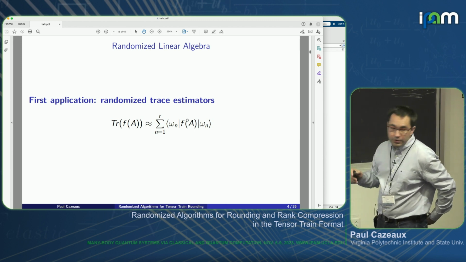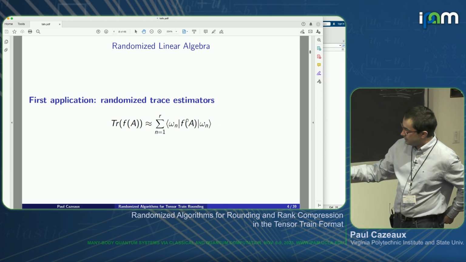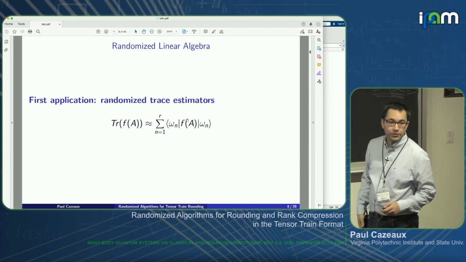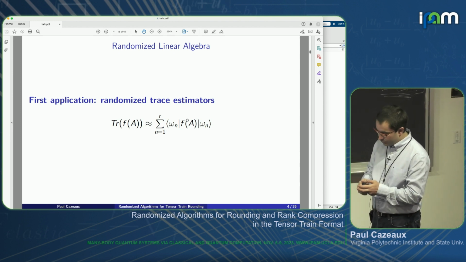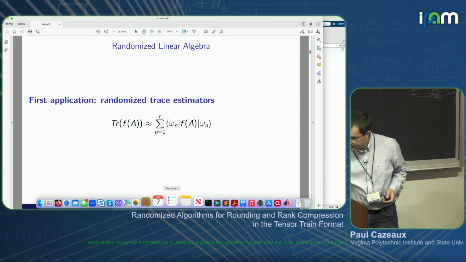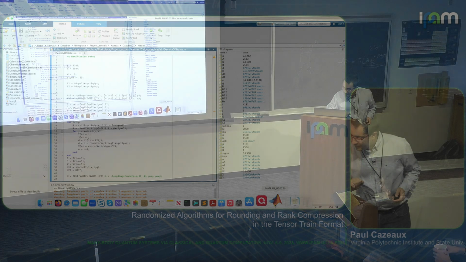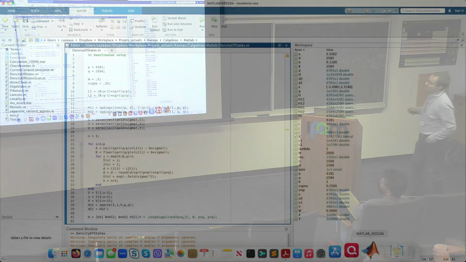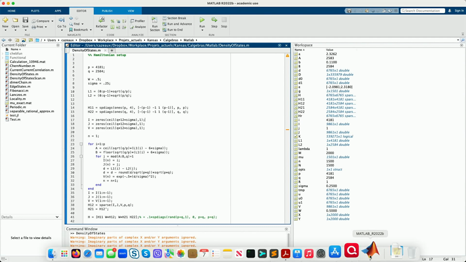We can take a small number of such vectors, take such dot products with the function of the matrix in the middle, and compute the quantity of interest. And as I said, I usually don't do many-body physics, but I do a little bit of electronic structure calculations. I couldn't resist just showing a little bit how this works.